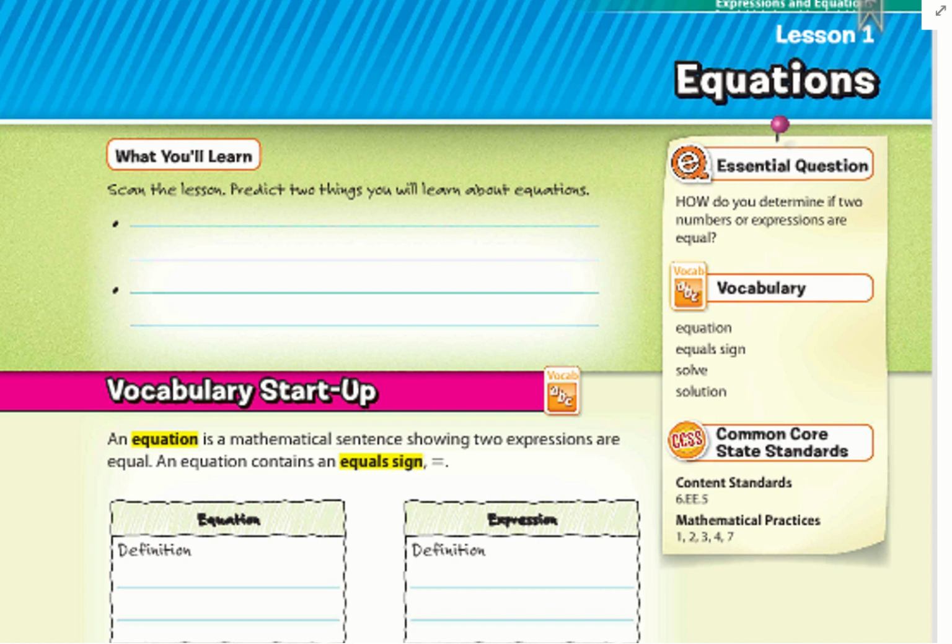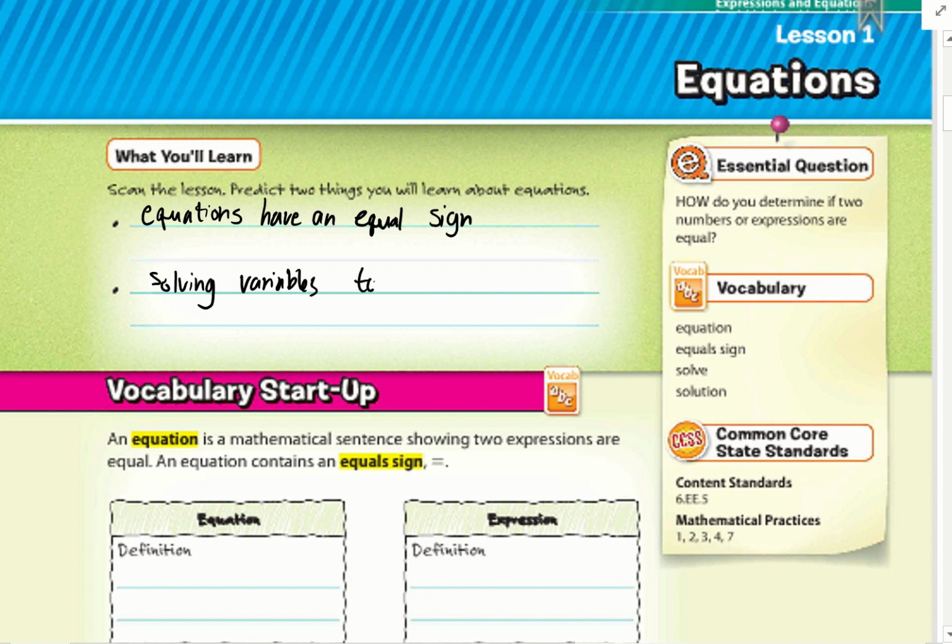We're going to scan the lesson and predict two things we're going to learn about. Well, I know based off the title of this lesson that we're going to be learning about equations. We're going to say equations have an equal sign. And I'm also going to say that solving variables to make a sentence true.